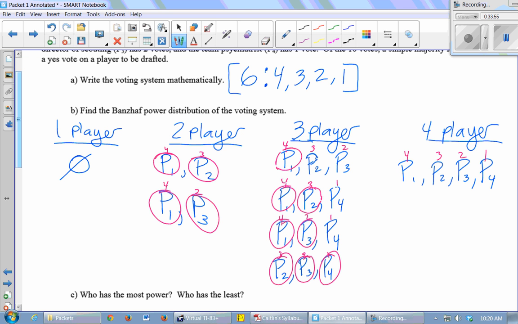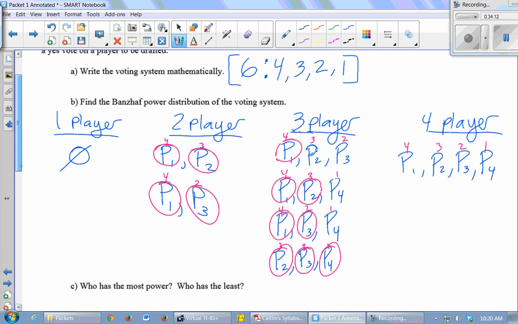All right, and then in the 4-player coalition, who's critical? No one, right? So even if player 1, who has the most votes, leaves, the remaining 3 have 6 votes. So no one's critical there.